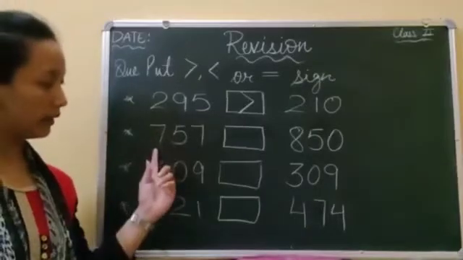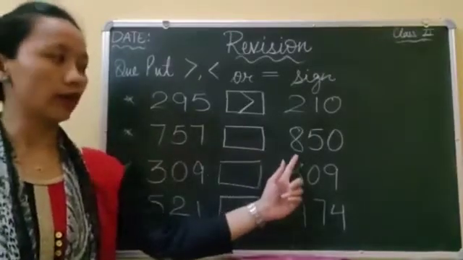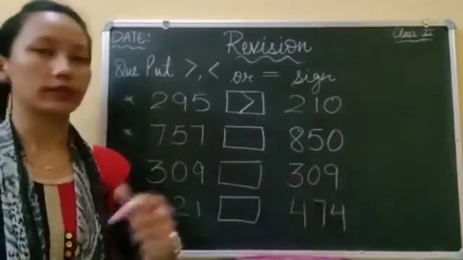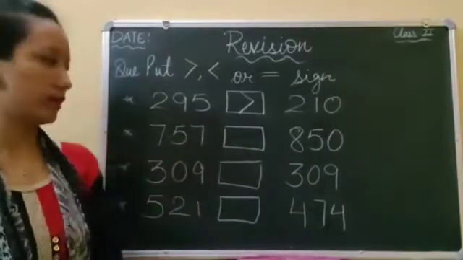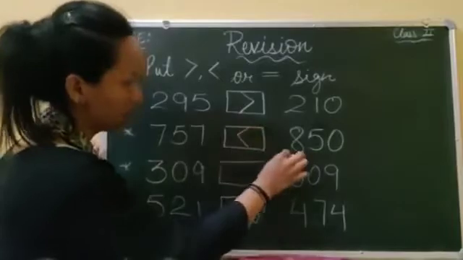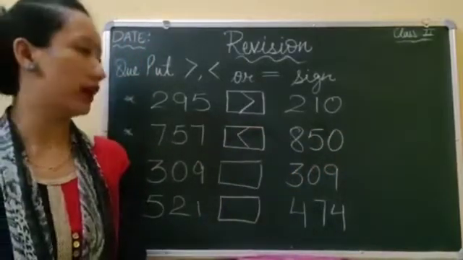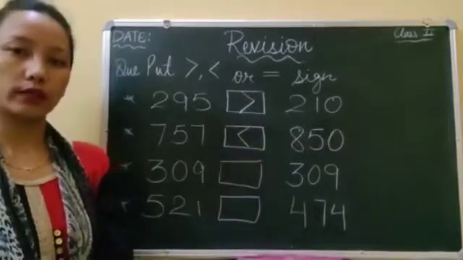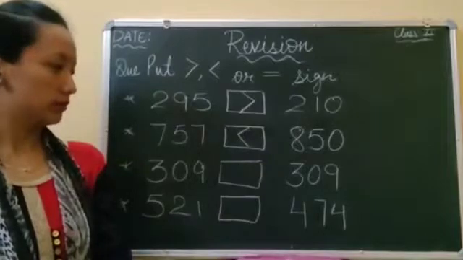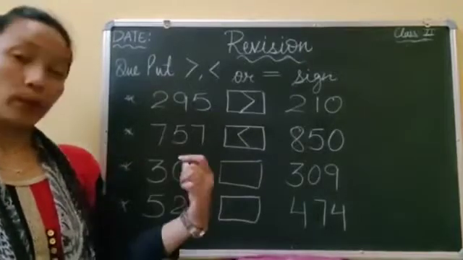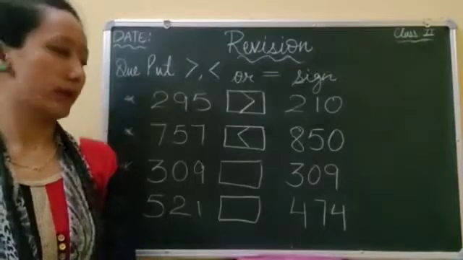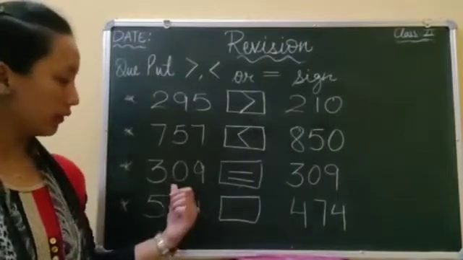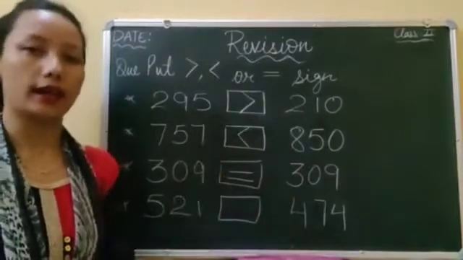See the hundreds place? Here we have 7 and here we have 8. Tell me which is greater? 8. That means 850 is greater than 757. So put the greater sign towards 850. Okay. Next. 309 or 309. Which is greater? No. Both are equal, right? So put the is equal to sign like this. Okay, 309 is equal to 309.